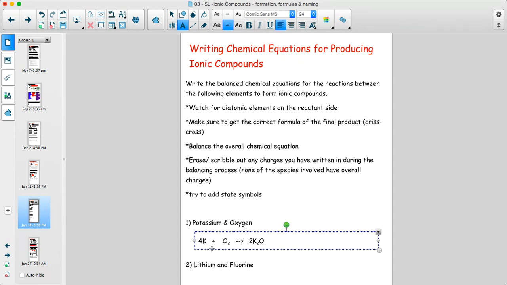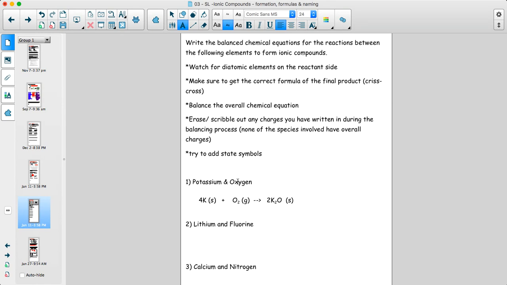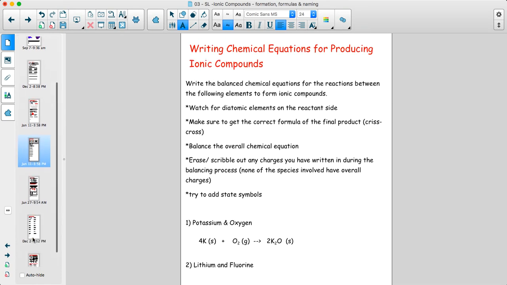The last step would be always try to add in state symbols, whether it's solid, liquid, gas, or aqueous. So metals usually are solid. That's a pretty good guess if you're not sure. Nonmetals are often gases, or at least things like oxygen and nitrogen, you probably are aware of, are gases. And ionic compounds at room temperature will always be solids. It's usually not a mark, but it never hurts to try to write in state symbols if you can. So that's writing chemical equations for the formation of ionic compounds.